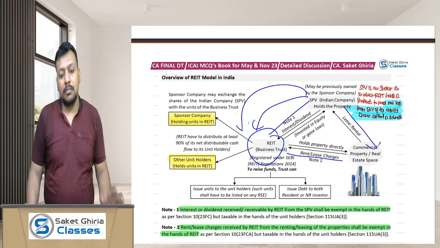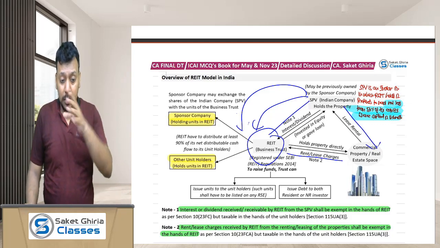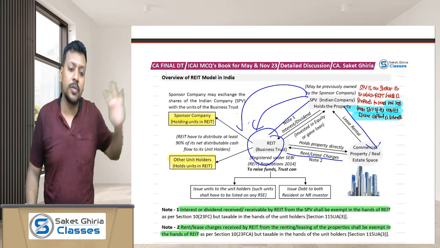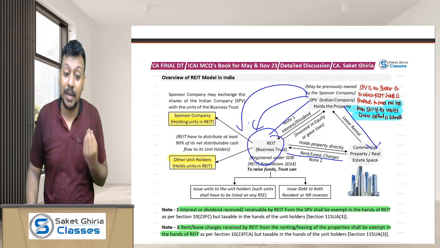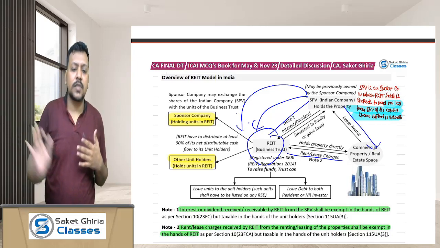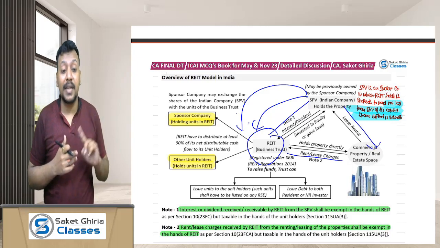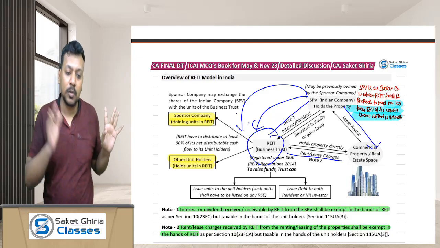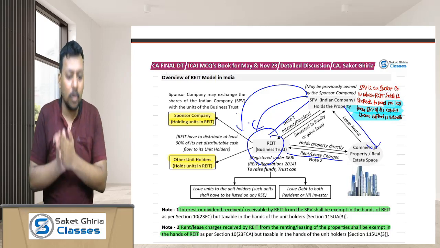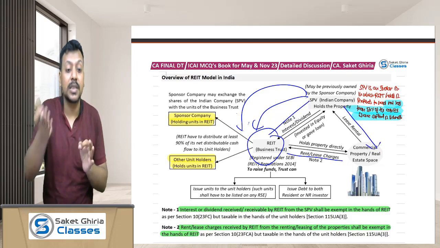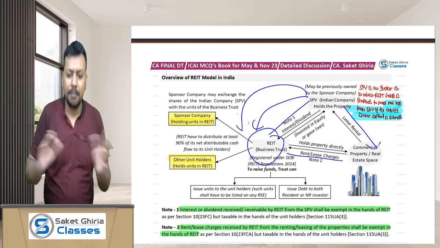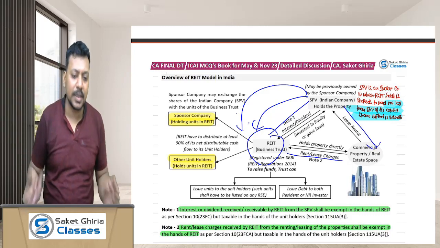Means, dear friends, listen to me very carefully. Whatever income is being generated by REIT and distributed to the unit holders would be considered as of the same nature. So, if REIT has received interest from SPV and paid that amount to the unit holders, it would be considered as interest from SPV, although the unit holders have received it from the REIT and not from the SPV. Okay, because that is basically the pass-through status of the REIT.